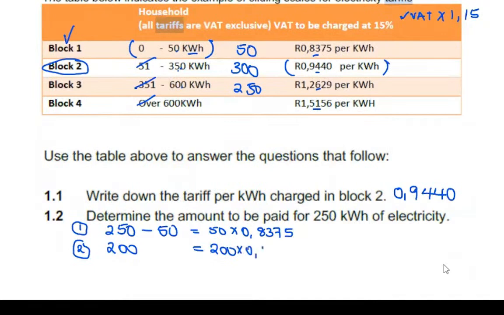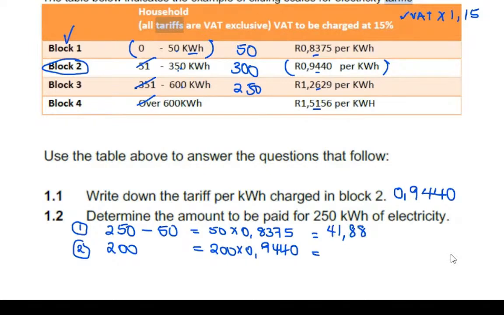And how much is each? It's 0,9440. Sorry, 50 times 0,8375. We get the answer. This answer is 41 rand 88. I'm rounding off because money cannot be in 3 decimals.